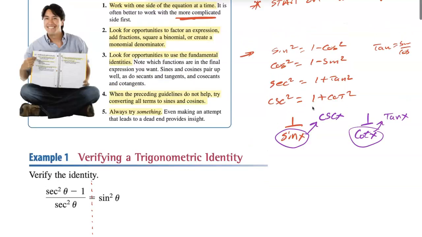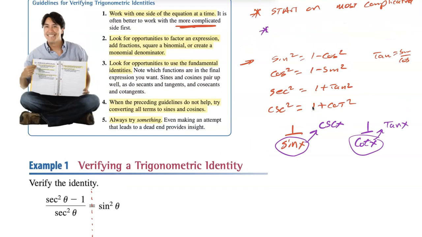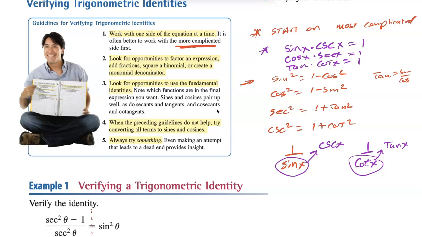Also, a function times its reciprocal function cancel each other out and you get 1. So if you have sine times cosecant, cosine times secant, and tan times cotan, those guys cancel each other out and you get 1 every single time. They're reciprocal functions of each other, so they will cancel each other out. So with all that in mind, those are some tricks, those are hints. We're just going to do some problems.